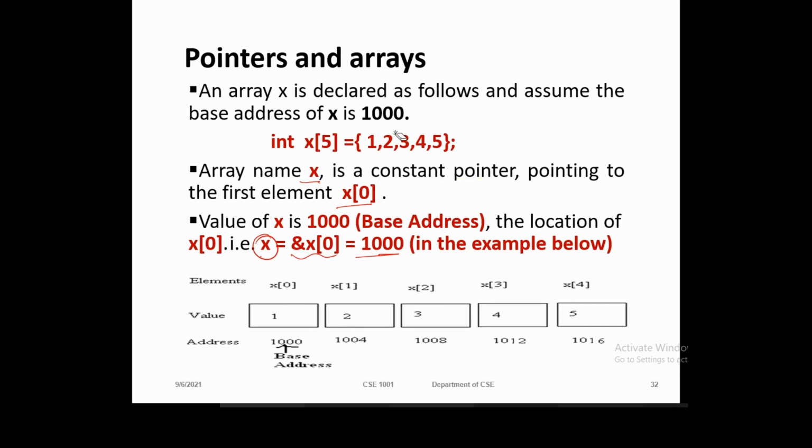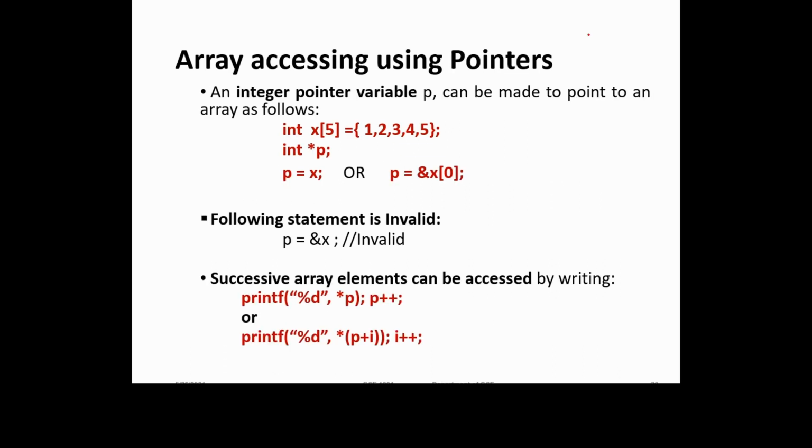So the name of the array is a constant pointer which always points to the first location, or starting address of the array, or the address of the starting element of that particular array. जैसे ये array है तो इसका first element ये हुआ, and it will contain the address of the first element. How? Let's see this example.